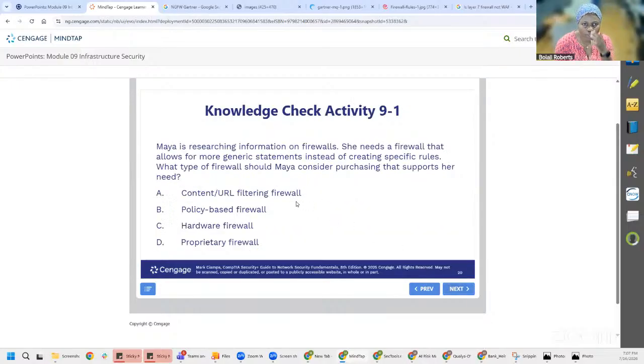So here's a question for everybody. Maya is researching information on firewalls. She needs a firewall that can allow for more generic statements instead of creating specific rules. What kind of firewall should Maya consider purchasing for her needs?